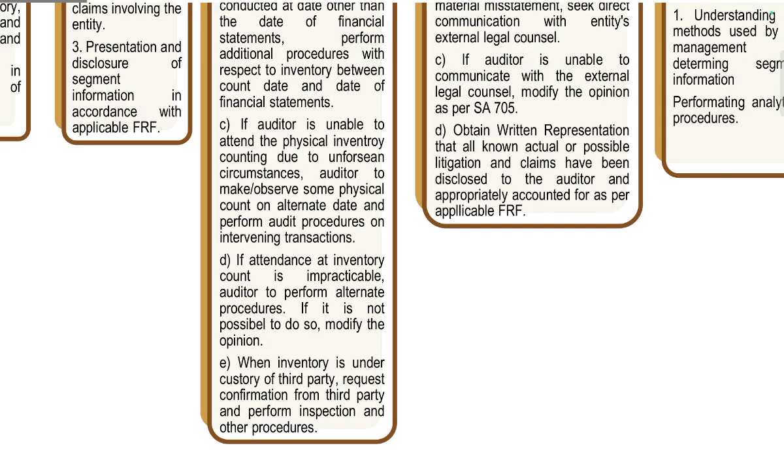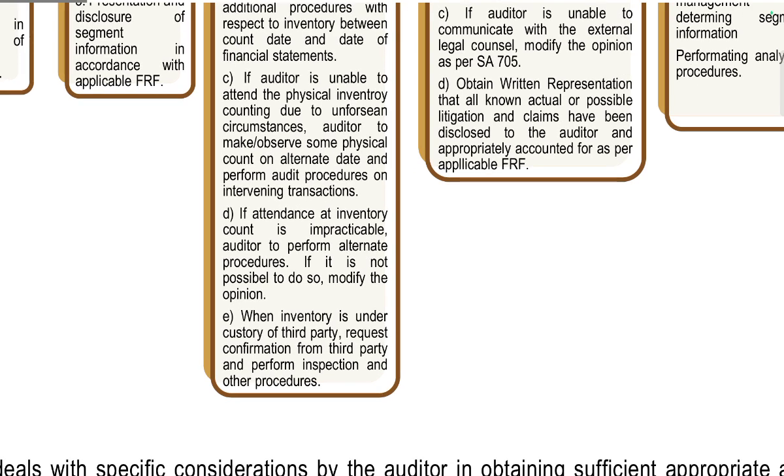If the auditor is unable to attend the physical inventory counting due to unforeseen circumstances, the auditor shall make or observe some physical counts on an alternative date and perform audit procedures on the intervening transactions. If attendance at the inventory count is impracticable, the auditor shall perform alternative procedures. If it is not possible, the auditor shall modify the opinion. When the inventory is under the custody of a third party, the auditor shall request confirmation from the third party and perform inspection and other procedures.